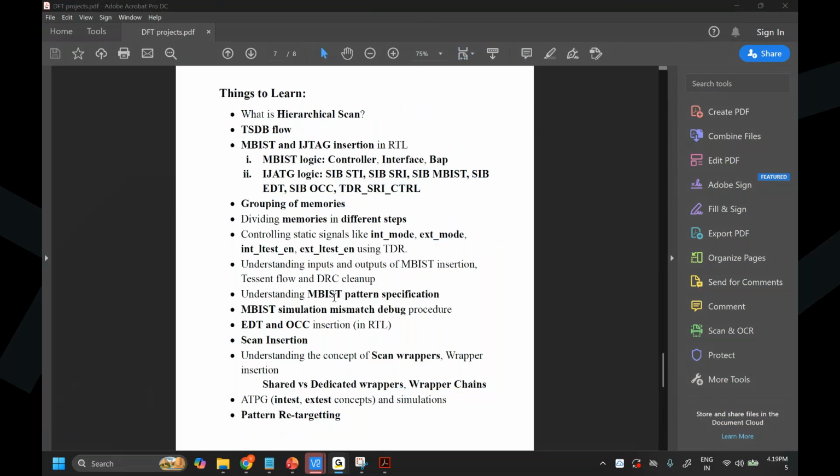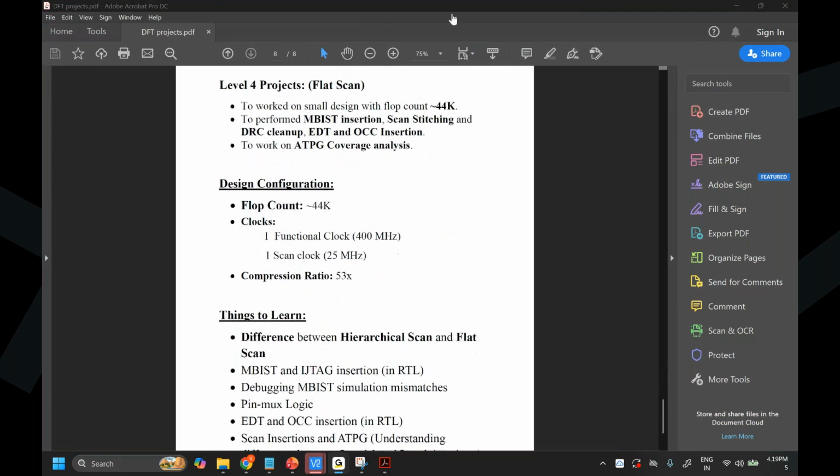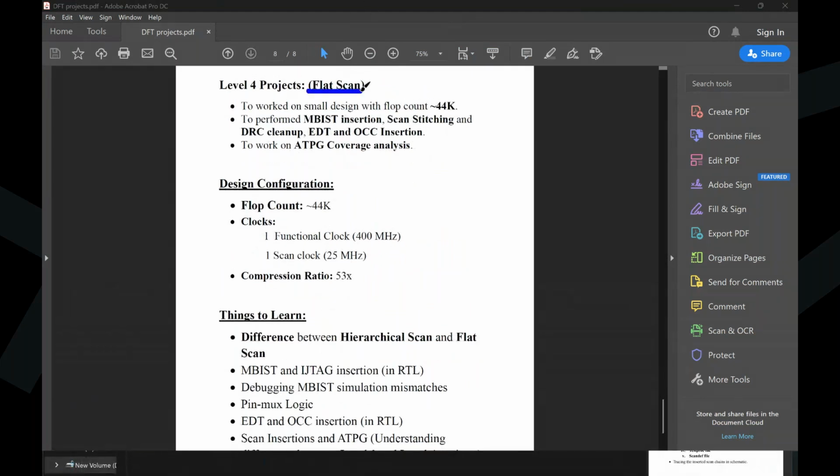Next, let us see the level 4 projects. Level 4 projects is nothing but flat scan. We'll have a flop count of around 44K. We'll perform MBIST insertion, scan chain stitching, DRC cleanup, EDT and OCC insertion, and work on ATPG coverage analysis. And this is our configuration. The flop count will be around 44K. We'll have 1 functional clock whose frequency is 400 megahertz, 1 scan clock whose frequency is 25 megahertz, and the compression ratio will be around 53x.